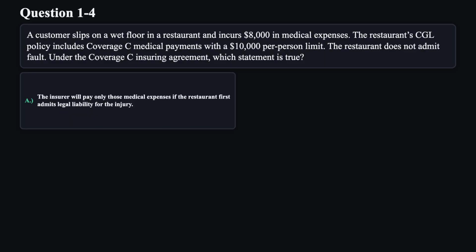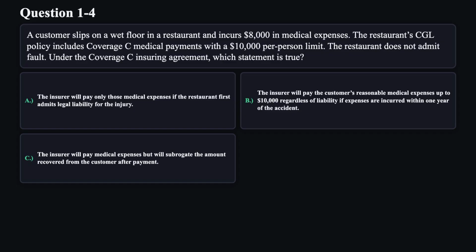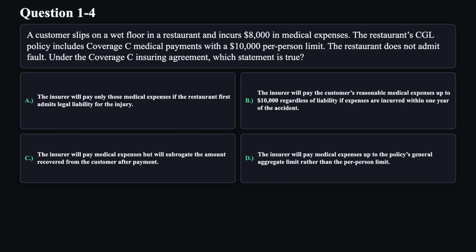A. The insurer will pay only those medical expenses if the restaurant first admits legal liability for the injury. B. The insurer will pay the customer's reasonable medical expenses up to $10,000 regardless of liability if expenses are incurred within 1 year of the accident. C. The insurer will pay medical expenses but will subrogate the amount recovered from the customer after payment. D. The insurer will pay medical expenses up to the policy's general aggregate limit rather than the per-person limit.